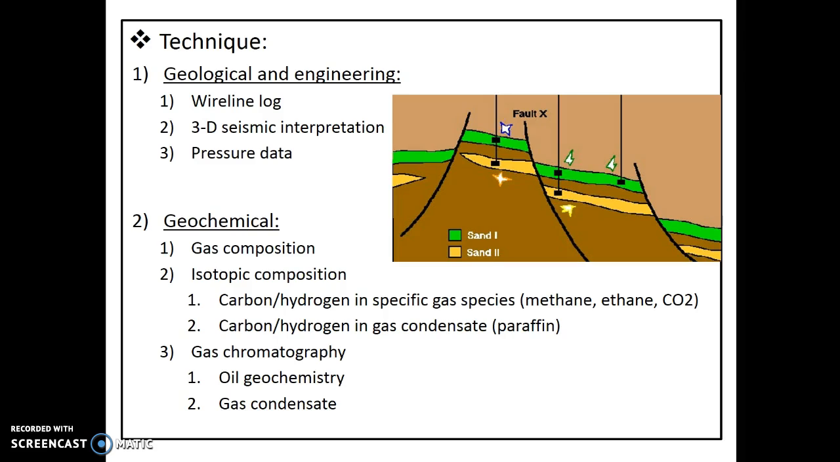So the techniques that we use to assess reservoir compartmentalization are by integrating geological and engineering knowledge using wireline logs, 3D seismic interpretation, and pressure data. We will also use geochemistry to assess the gas composition and isotopic composition, okay, the ratio of carbon and hydrogen in specific gas species, for example methane, ethane, carbon dioxide, and also the ratio of carbon and hydrogen in gas condensate. For example, we use paraffin components. And then we also use gas chromatography to assess the oil geochemistry and gas condensate.